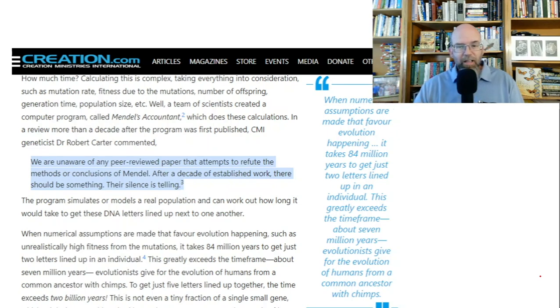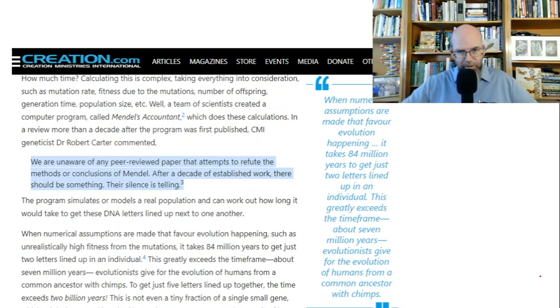To get just five letters lined up together in time exceeds 2 billion years. So if you were to ask, I need these five particular mutations, I need them in this order in order to create this new function for this gene, or change this gene and create a new function out of it, I'm going to need to get these five mutations, and each one happens independently. How many generations do I have to go through, and how strong is the selection going to have to be on each of those mutations in order to select and fix those mutations in a population of a certain size?